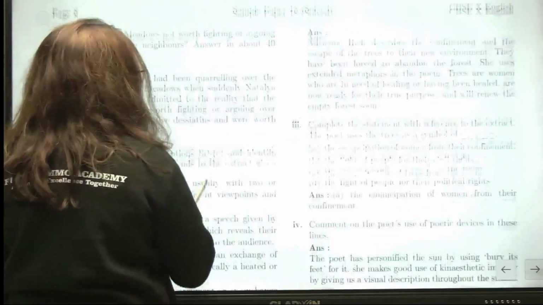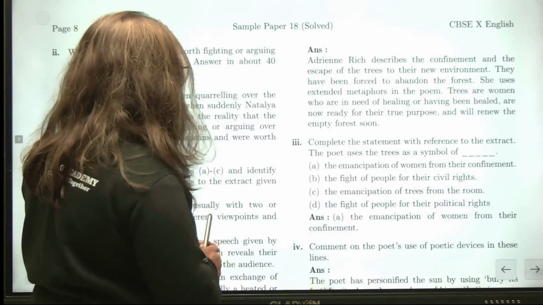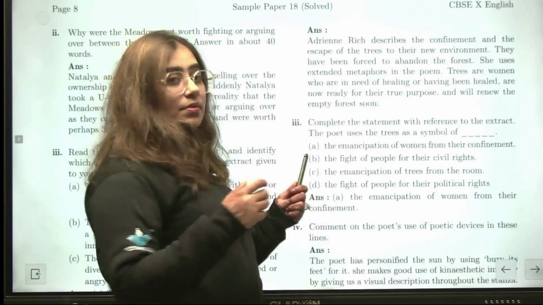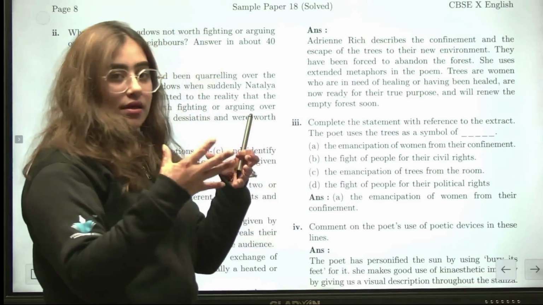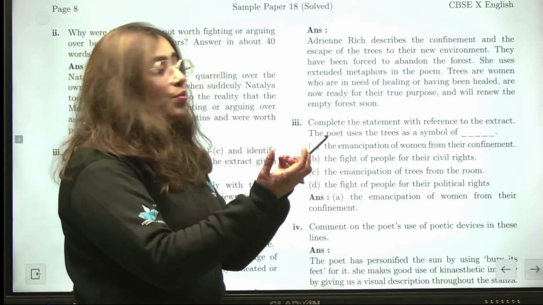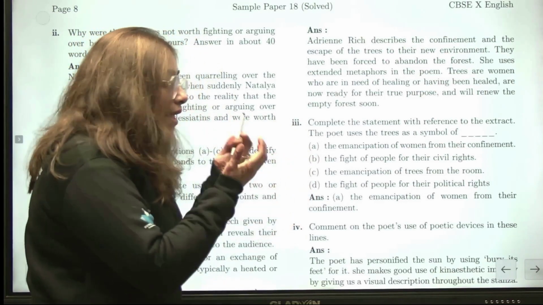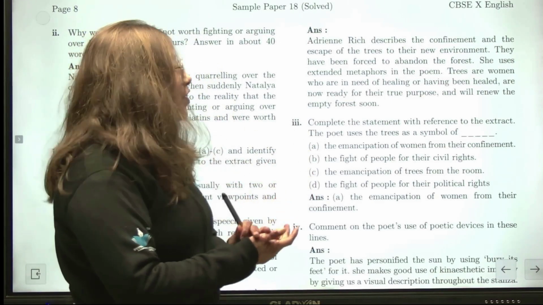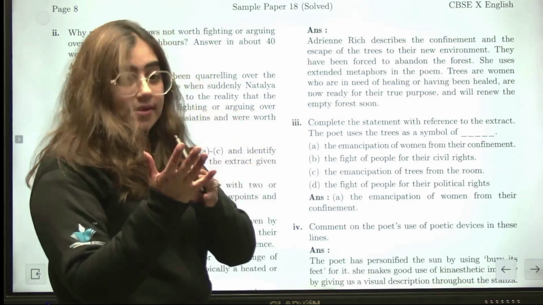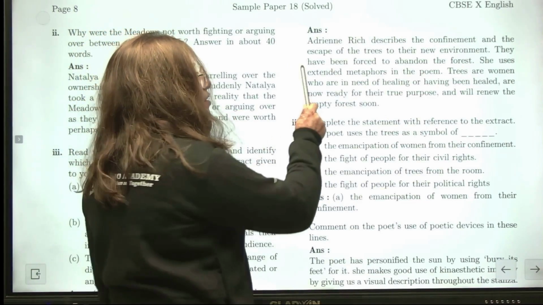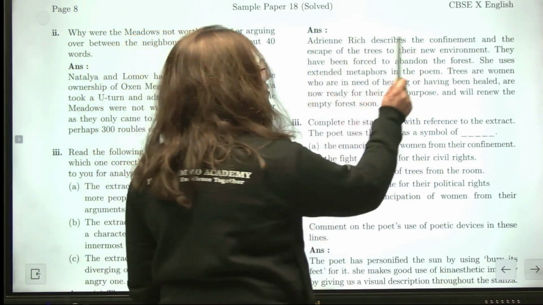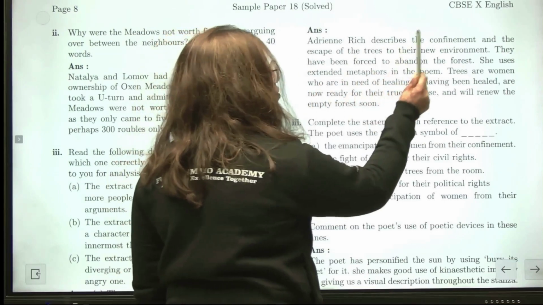तो forest का symbolism क्या है, सबको पता है। Forest की अगर मैं बात करूँ तो forest में जितने भी trees थे they were confined, उनको forest में basically वो घर में confined थे, and they wanted to move out to the world. यहाँ पे poet ने metaphor use किया है, और tree को किससे symbolize किया है? Tree को women से symbolize किया है, right. So Adrienne Rich जो poet है describes the confinement and the escape of the trees to their new environment.